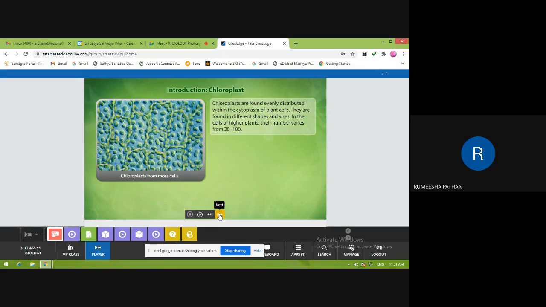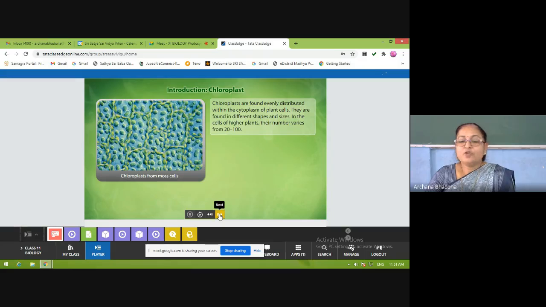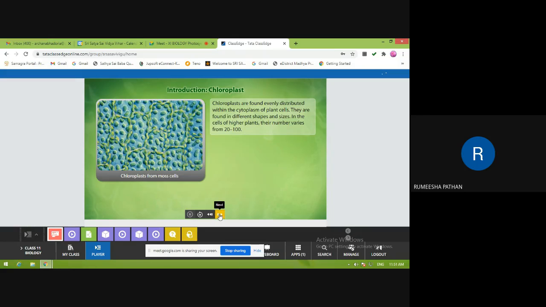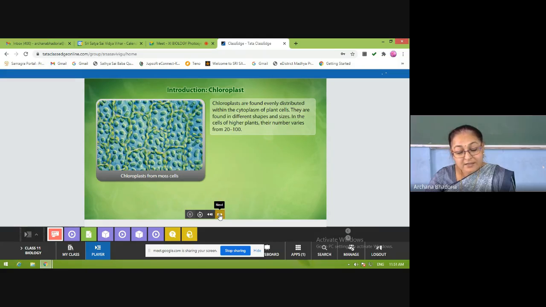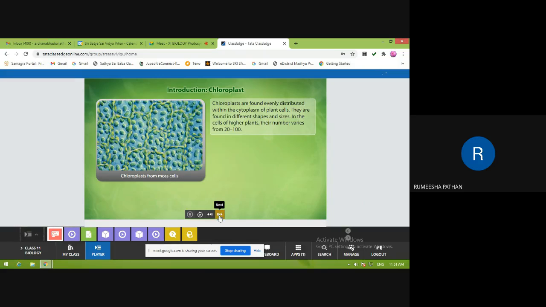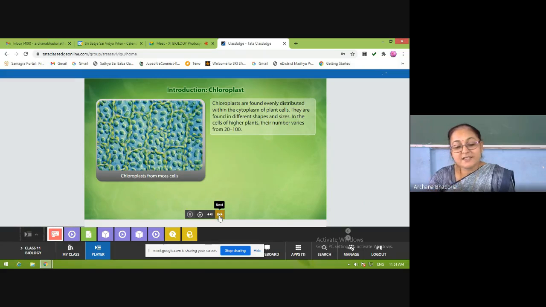Two unit membranes, called the outer membrane and the inner membrane, filled by chloroplast space, filled up with the perichloroplastial space. That space is different. Now inside the inner membrane, what is present? Stroma. Very good.